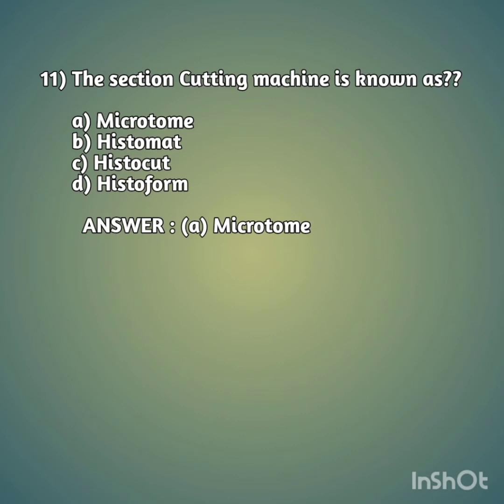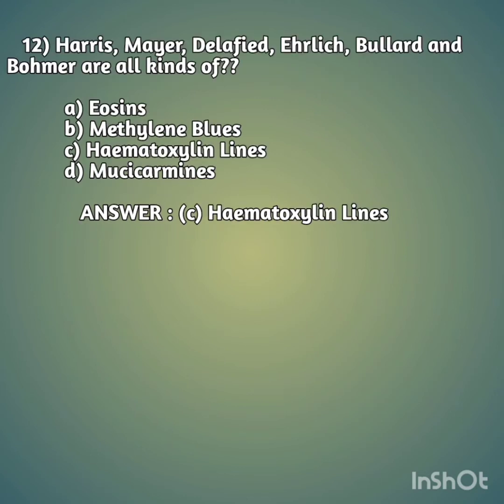Option A microtome, option B histomat, option C histocut, and option D histoform. So the right answer is option A, that is microtome. Microtome is a section cutting machine which will be used in our histopathological lab to cut the biopsy specimens. Okay. Now the 12th question.